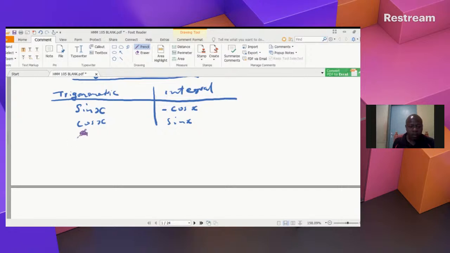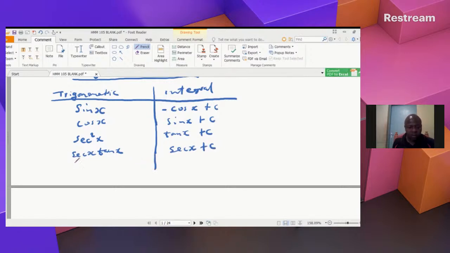So the integral of sec square x, of course there's a dx there, will be tan x plus constant of integration. All of these formulas are in the mathematical table, the SMP mathematical table, so you can find these formulas there. The integral of sec x tan x would be sec x plus constant of integration.